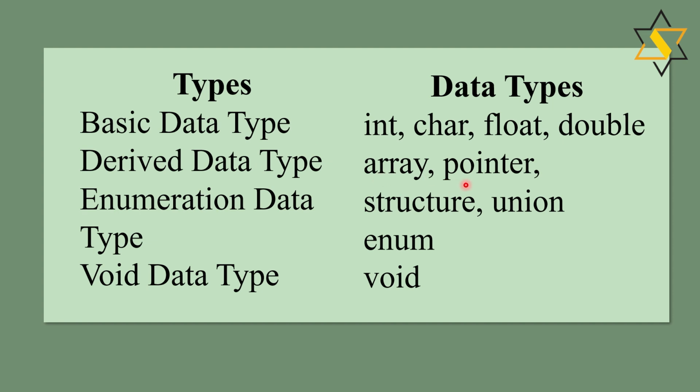Then the derived data types: array. If in a class there are 60 students and you want to define those 60 students in a single variable, you use an array. Then pointer is also one of them. The structure and union also come under the derived data types. And the enumeration data type is enum. Then the void data type is void. Void means nothing; there is no return type for that.